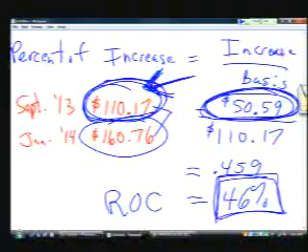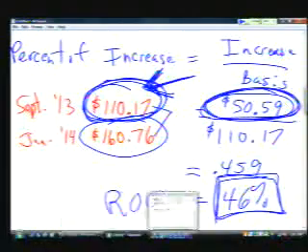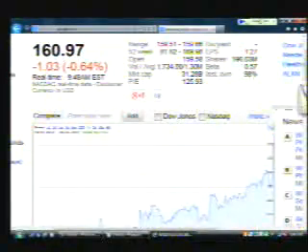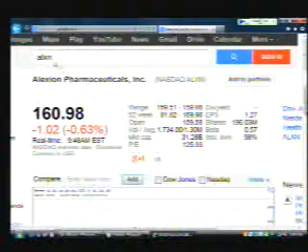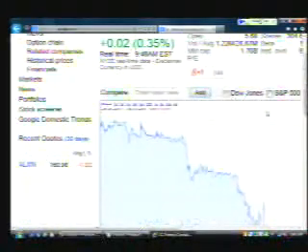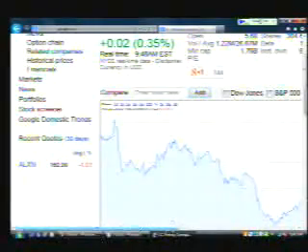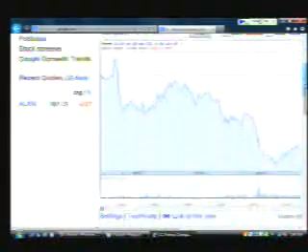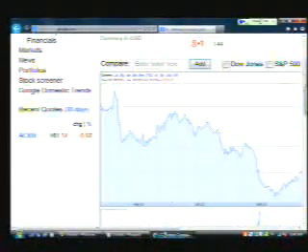Anyway, now let's see if we have time to do a quick percent of decrease. Let's take a stock that's been decreasing. You're going to have to hurry on this one. Let's see. Probably J.C. Penney. Oh my goodness. J.C. Penney has been having lots of trouble, just going down, down, down.